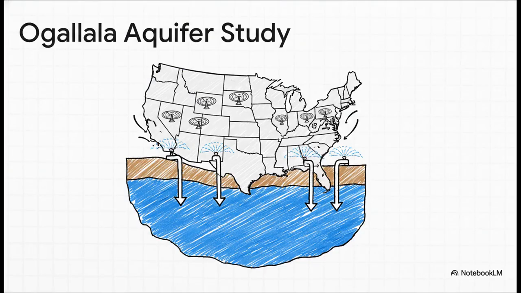The study focuses on something called the Ogallala Aquifer, which is this vast underground water source. It's huge, covering an area of 175,000 square miles. And because it's been used for decades for extensive agricultural irrigation, it provides a perfect natural experiment for us to observe and measure these external effects.